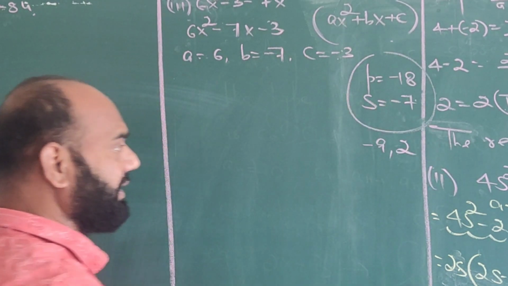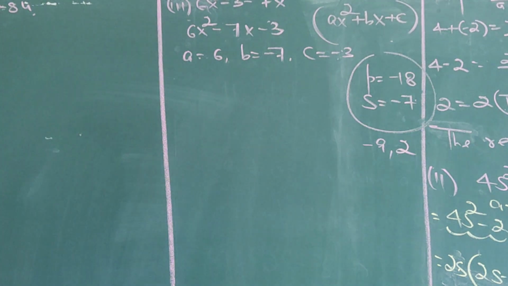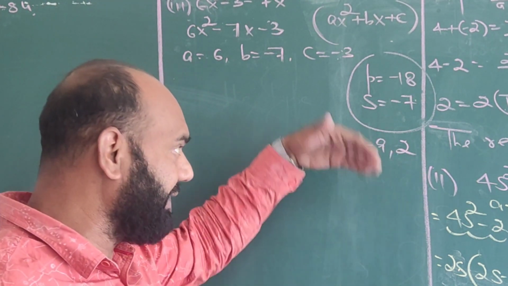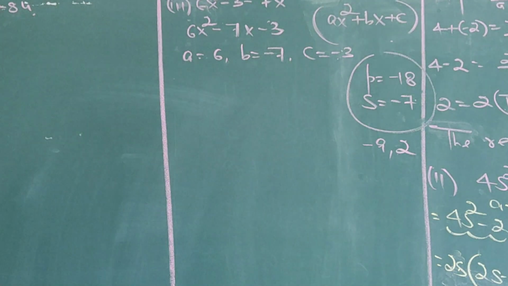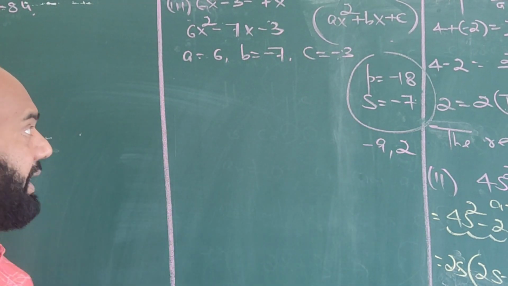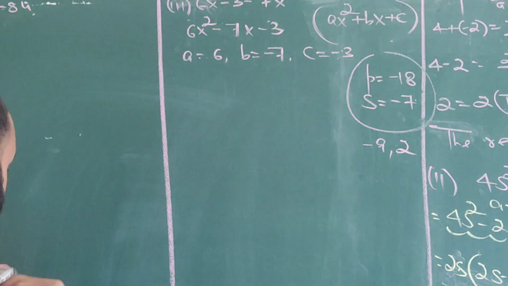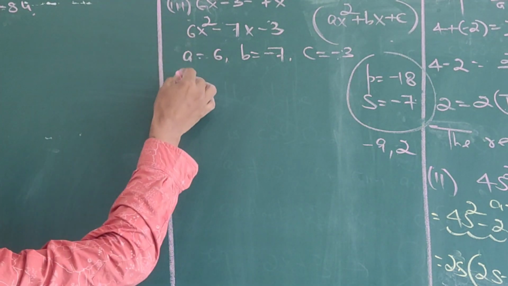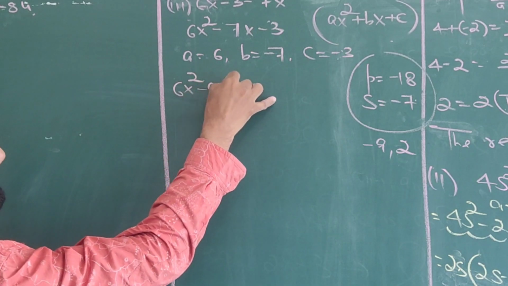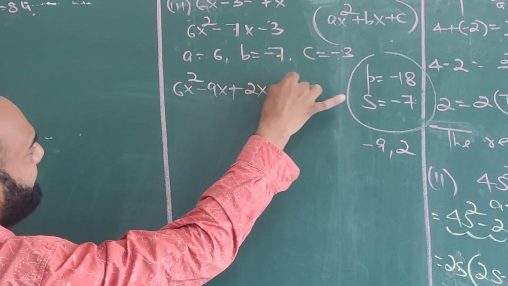Because when we multiply minus 9 and 2, we get minus 18, and when we add minus 9 and 2, we get minus 7. So we can say that minus 9 and 2 are suitable factors of the given quadratic polynomial. Now it can be written as 6x square minus 9x plus 2x minus 3.